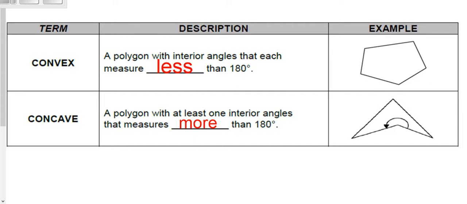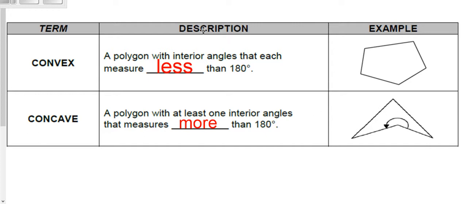We'll deal with the terms convex and concave polygons. Here's one definition of a convex polygon: a polygon with interior angles that each measure less than 180 degrees. So each of these angles in here is less than 180 degrees. Concave: a polygon with at least one interior angle that measures more than 180 degrees. So you can see this angle is more than 180 degrees.